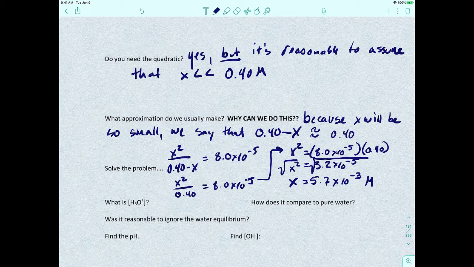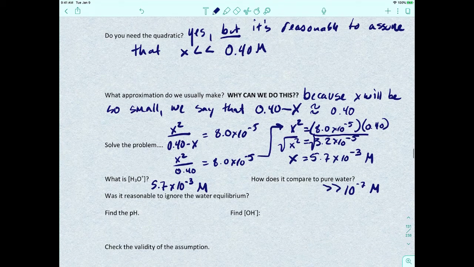What we just solved for was the concentration of hydronium ion. The concentration of H3O plus is 5.7 times 10 to the minus third molar. And how does this compare to pure water? Well, the concentration of hydronium ion is much, much greater than 10 to the minus 7th molar, so we know that this is definitely an acidic solution. Now, was it reasonable to ignore the water equilibrium? Yeah, because the concentration we just calculated is much, much greater than 10 to the minus 7th, so we know we're good.